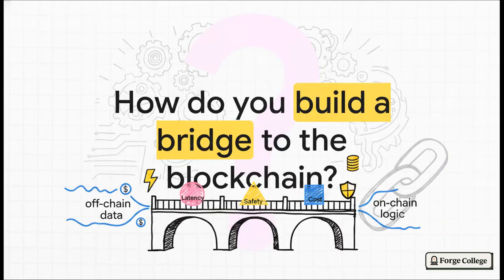So the big question is, how exactly do you build a bridge between the chaotic real world and the deterministic blockchain without the whole thing just collapsing under pressure? To keep our machine from short-circuiting, we need an architecture that perfectly balances what we call the iron triangle: latency, safety, and cost. Now, in traditional engineering, you usually only get to pick two, right? But let's dive into this explainer and figure out how to construct a bridge that handles off-chain data securely without absolutely breaking our on-chain logic.